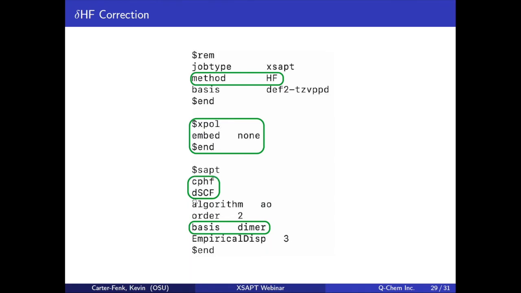And to turn on the delta HF correction, use the DSCF keyword, and just the presence of that keyword triggers the delta HF job. An optional keyword, but one that may improve your results, is the CPHF keyword, and that specifies that the induction terms will be replaced with their coupled perturbed Hartree-Fock induction for a bit of a better correction here.